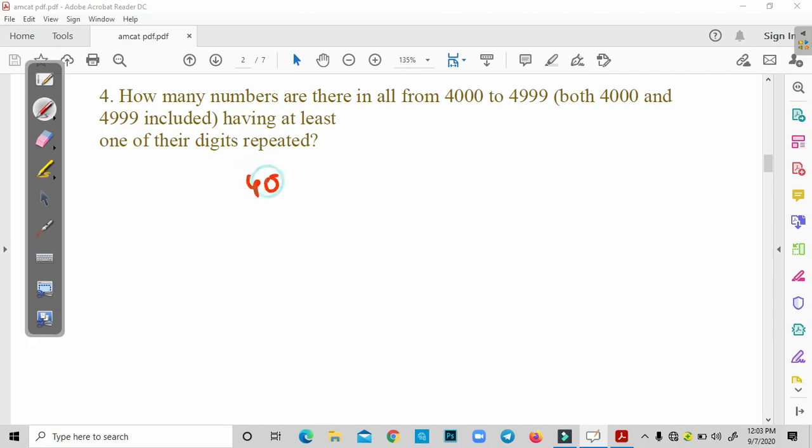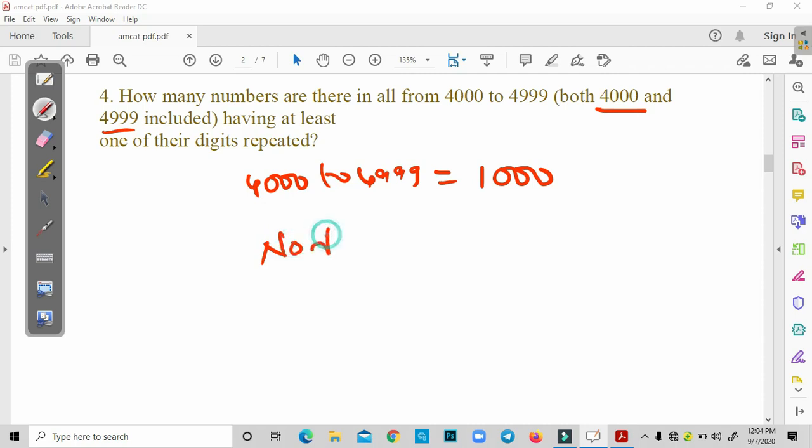Actually, from 4000 to 4999, if you subtract, you will get only 999. But he is saying you have to include both of them. So there will be total 1000 numbers. Out of this 1000, I want to find out in how many cases at least one digit is repeated. So what I will do is total minus no digit repeated.